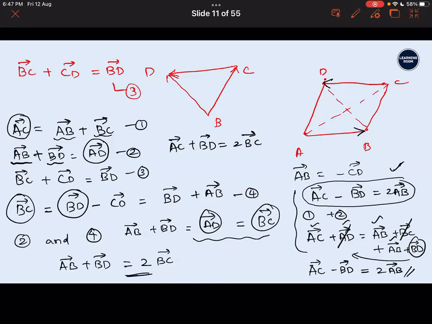Okay. So this is the maximum level of application that you can have in triangle addition. If you're able to master this, we will have better clarity.